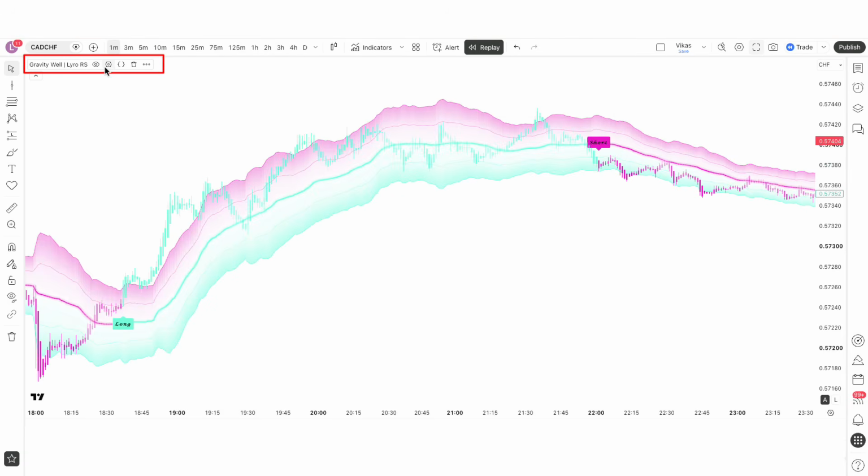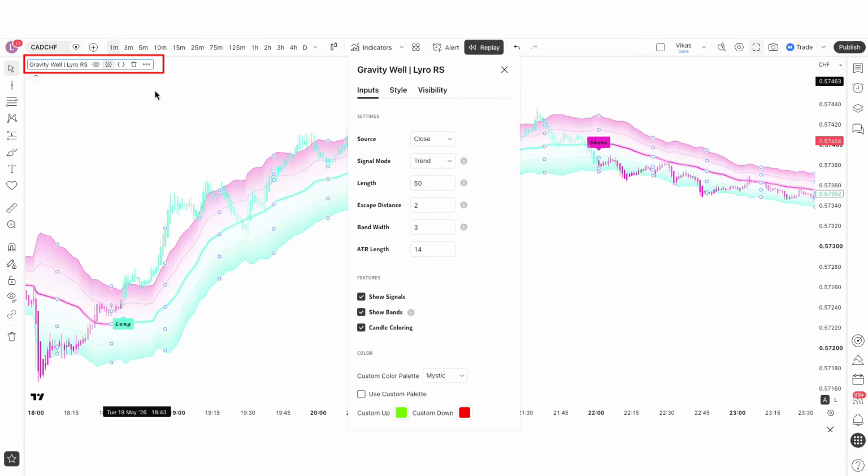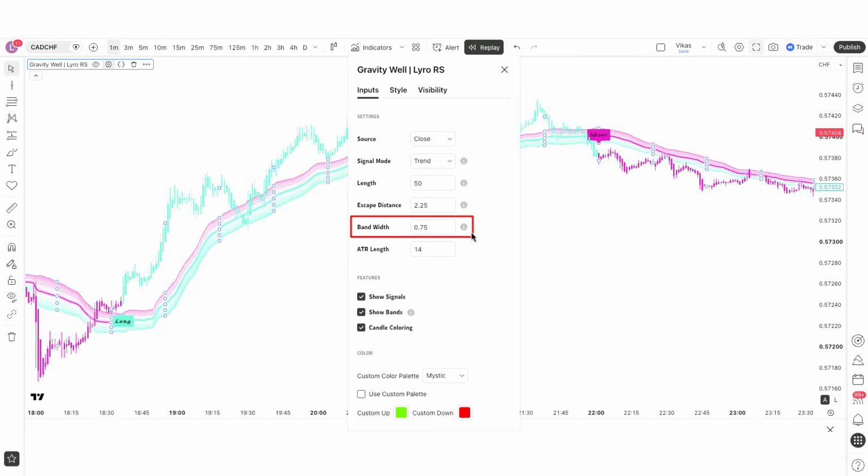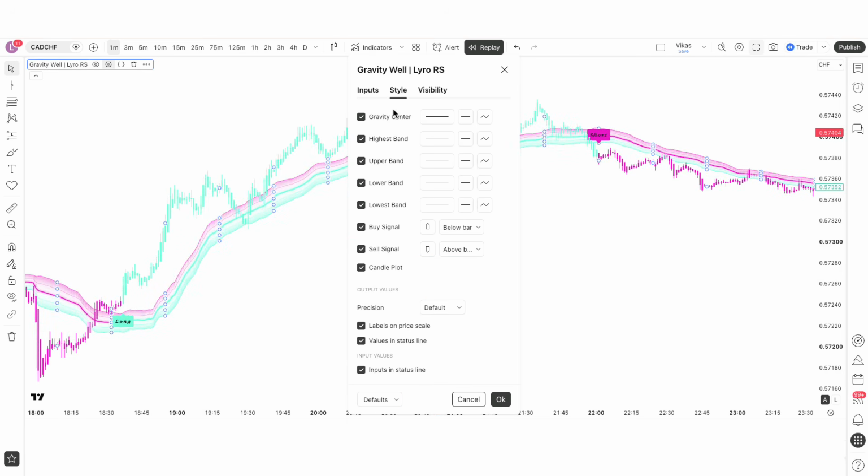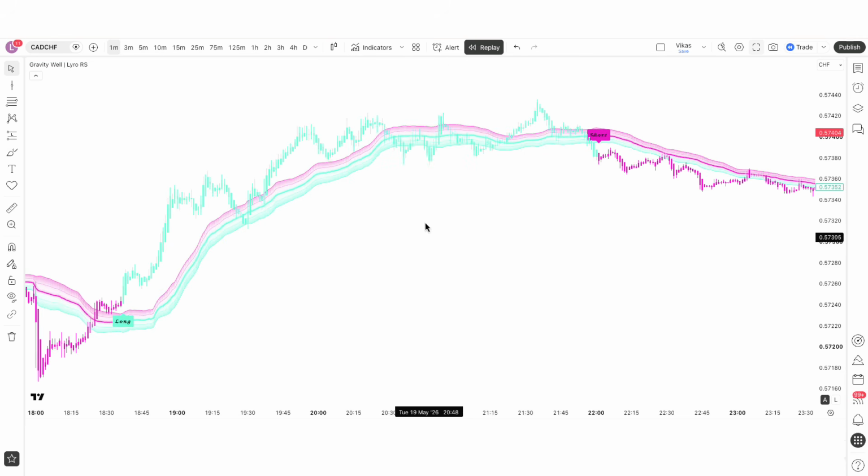Now change the indicator settings for perfect signals. First, change escape distance from 2 to 2.25, then change bandwidth from 3 to 0.75, then change ATR length from 14 to 15. Everything else is fine. After that, click OK. Now we'll add one more indicator to make this strategy more powerful.